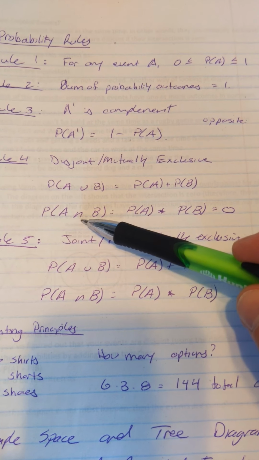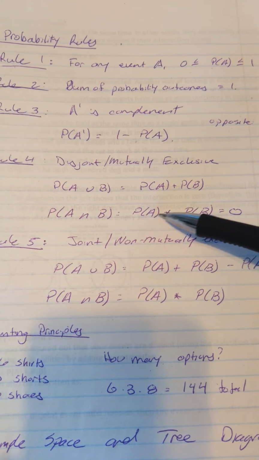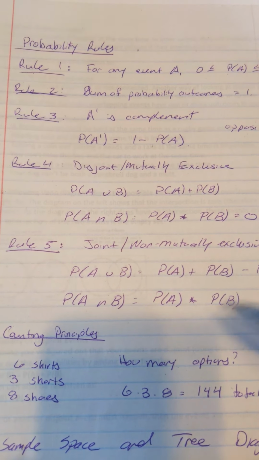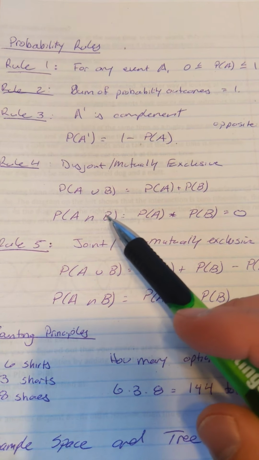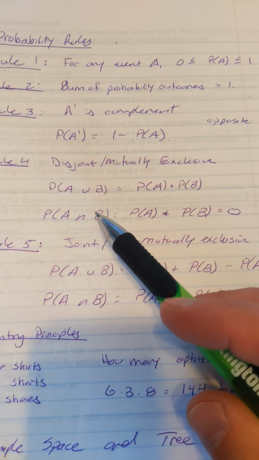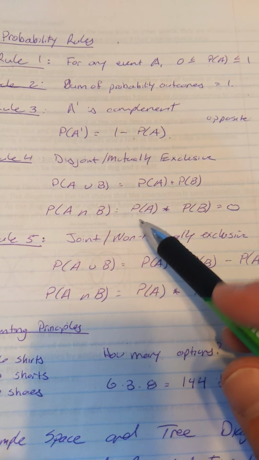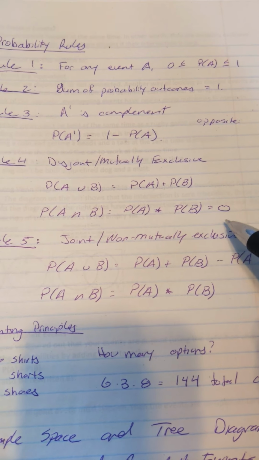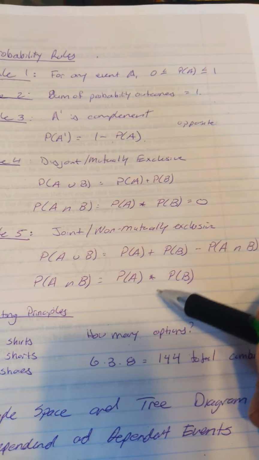And A and B, well, they can't happen. If they're mutually exclusive, that means they cannot happen at the same time. Therefore, this cannot happen at the same time. You can't get two things at once, so it's always going to be 0 for Rule 4.